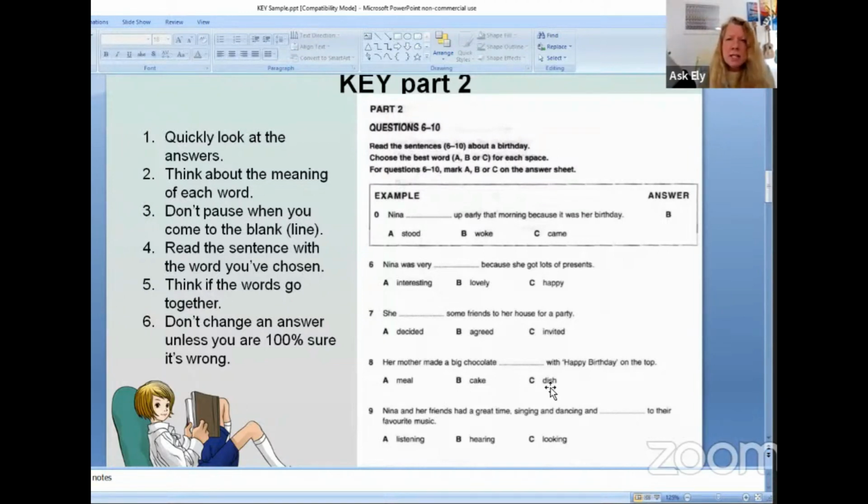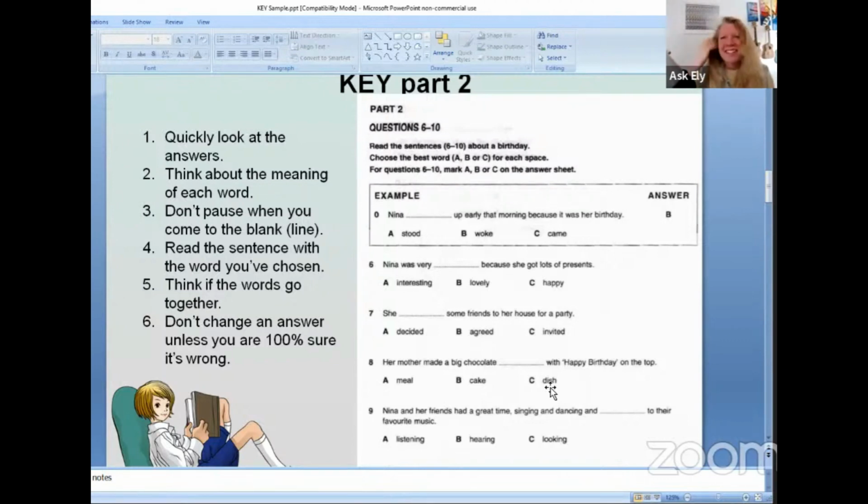Dish. Now, a dish could be two things. A dish could be like a plate, or a dish could be a type of meal, like a Chinese dish, right? Or an Italian dish. I can't talk. Italian dish, right? So a type of dish, right? Chinese, Italian. So it could be either one. Let's read the sentence. Her mother made a big chocolate with happy birthday on top. Now this should be easy, right? A big with happy birthday on top. Of course. Cake. Letter B, cake.